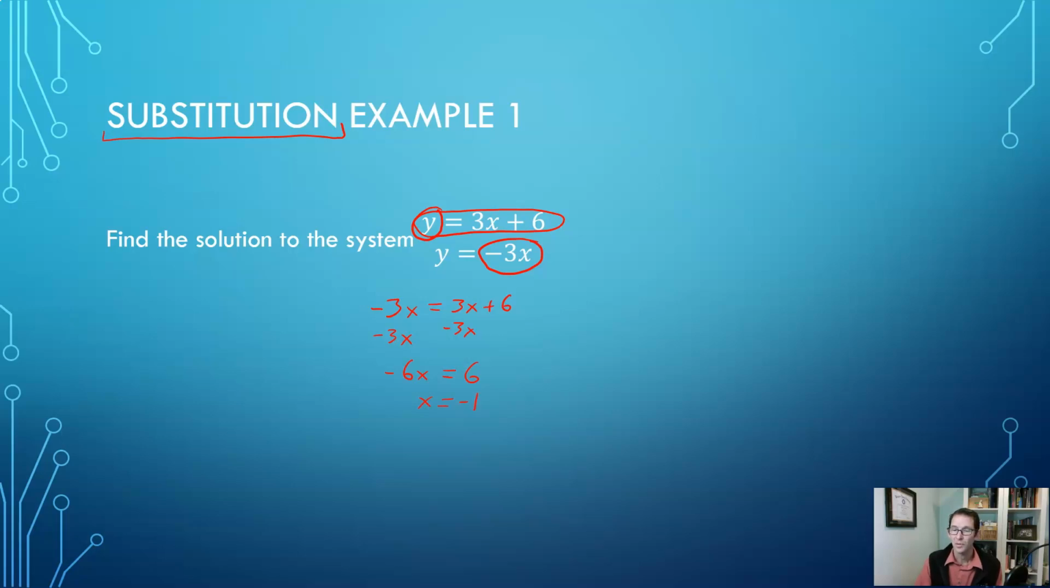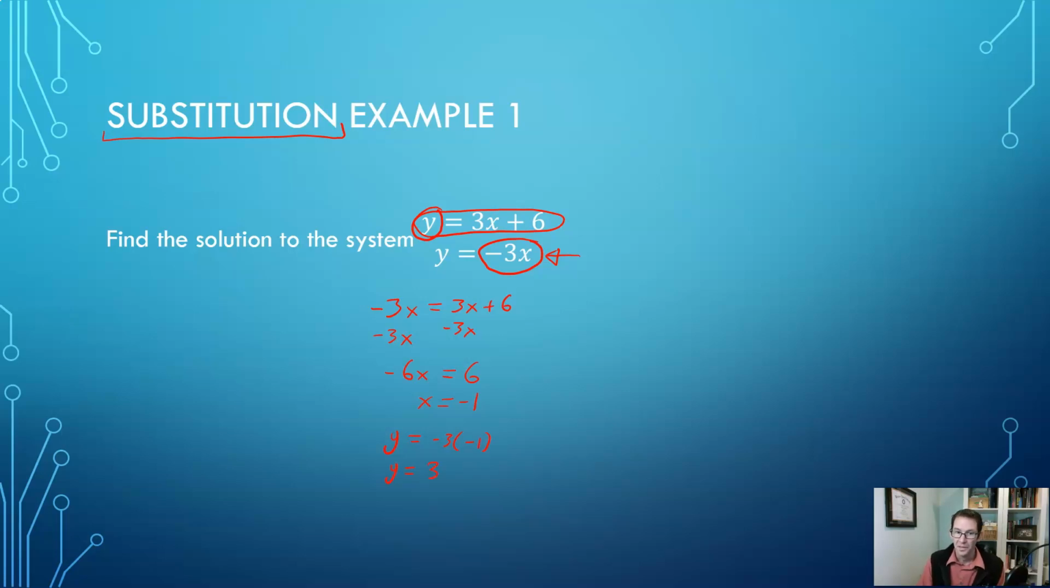Now I found one variable, and I'd like to find the y value that goes along with it. I'll take that negative 1 and put it in what I perceive to be the easier of the two equations, and that would be the second equation, because I've already got y on one side by itself. So y is equal to negative 3 multiplied by negative 1, or y is equal to positive 3.